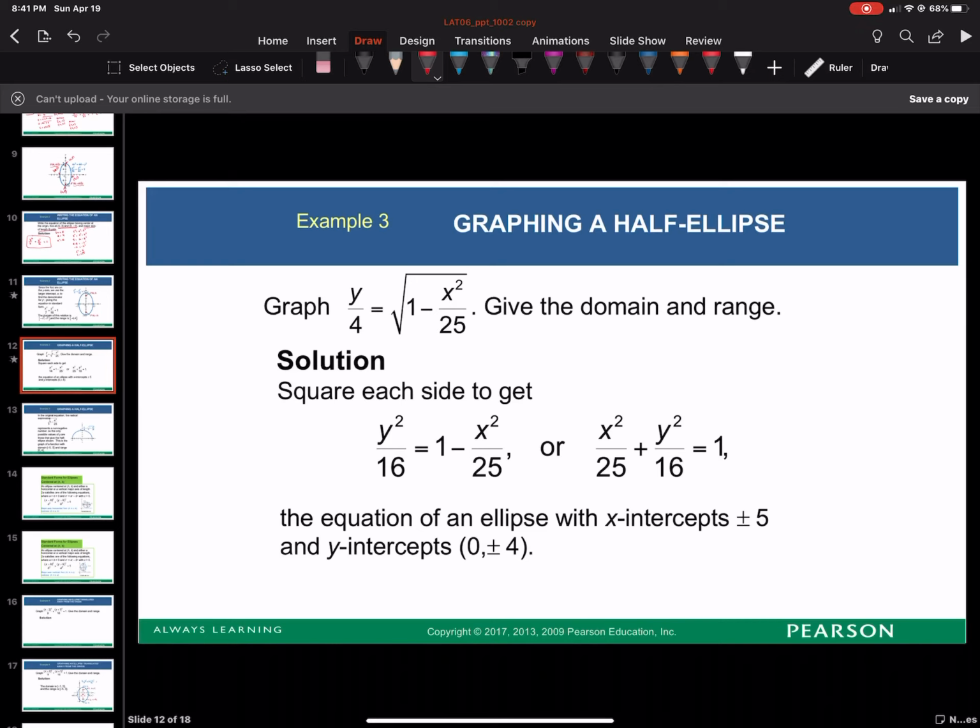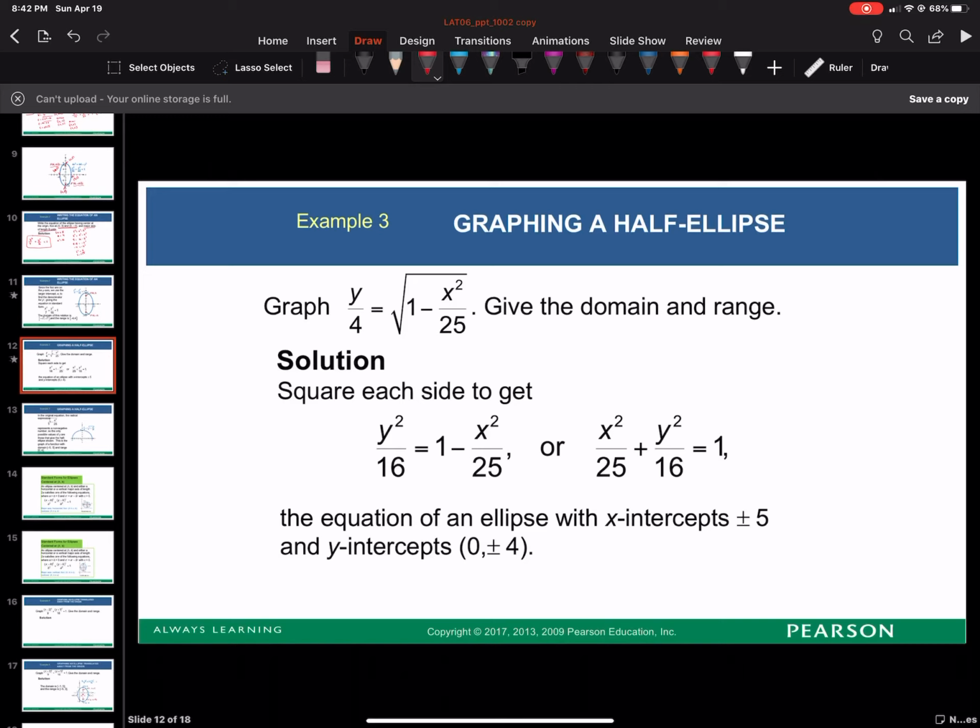Now it shows you a couple of ways you can write it. If we were to square both sides, we'll get y squared over 16 is equal to 1 minus x squared over 25. Or you will get x squared over 25 plus y squared over 16 is equal to 1. The ellipse x-intercept is going to be plus or minus 5, and the y-intercept is going to be 0, plus or minus 4.